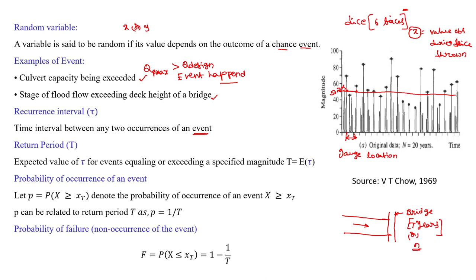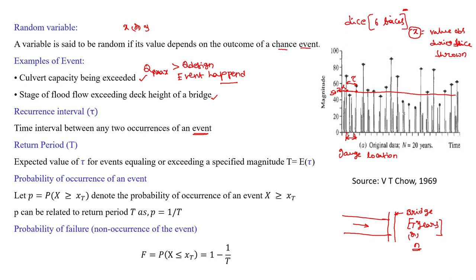Let's say here this particular value exceeded the design value and this particular value exceeded the design value. The time between these two may be tau. This particular tau is nothing but a recurrence interval. So recurrence interval is nothing but the time interval between any two occurrences of an event. When we say occurrences, it means observing the stream flow greater than our design or danger level.